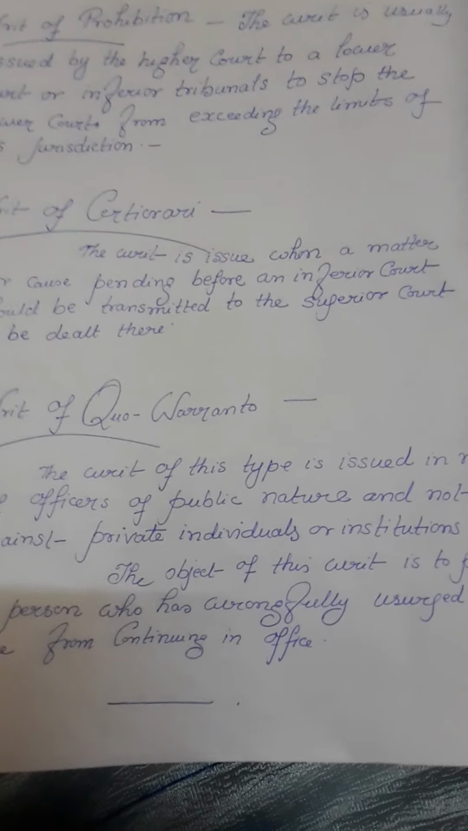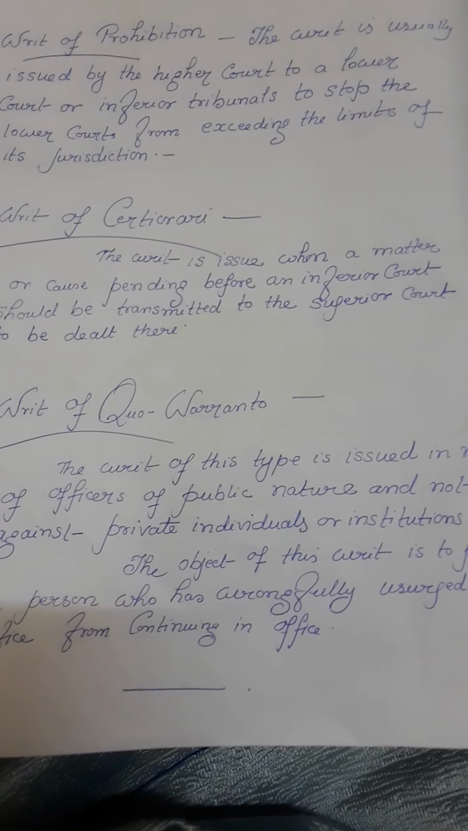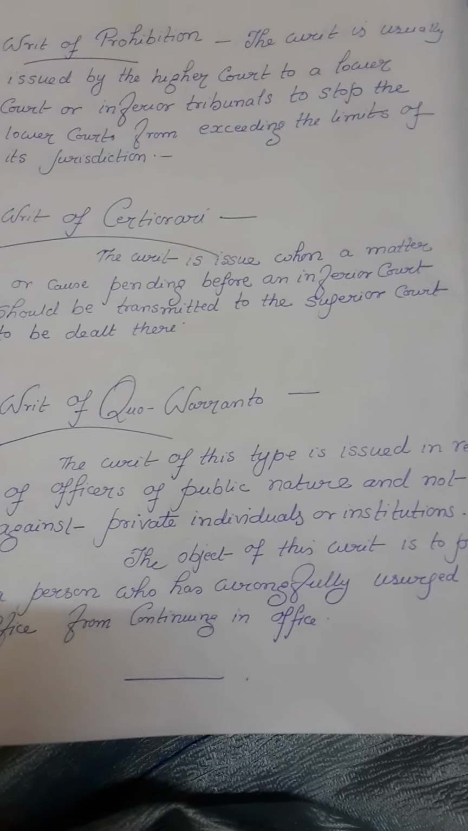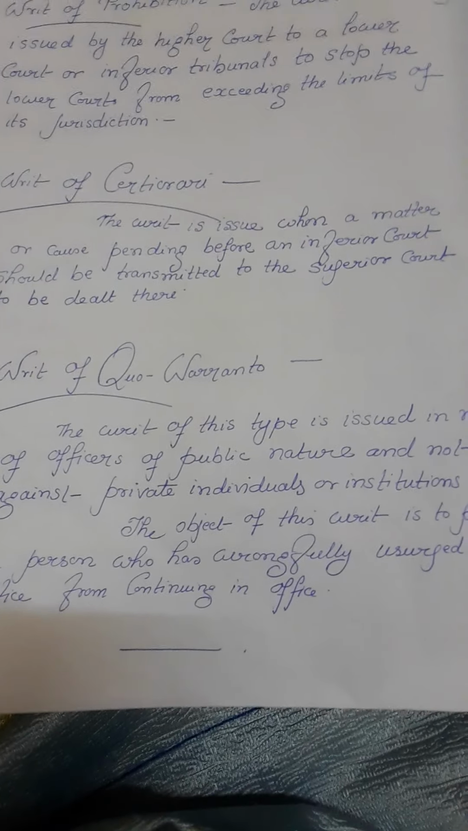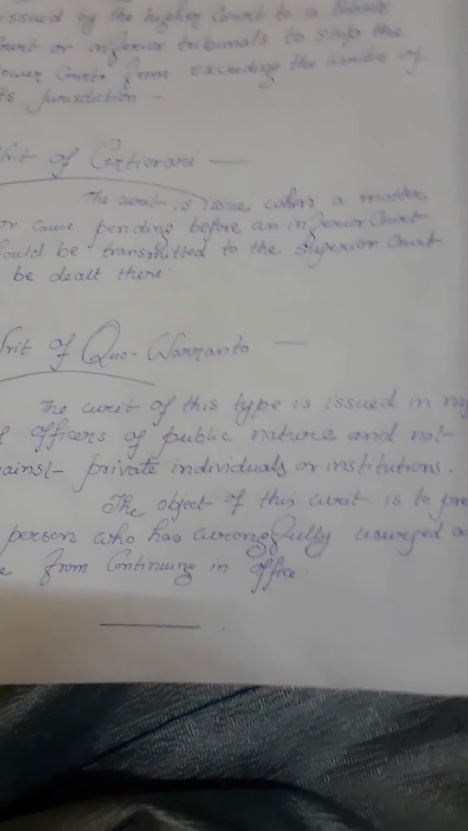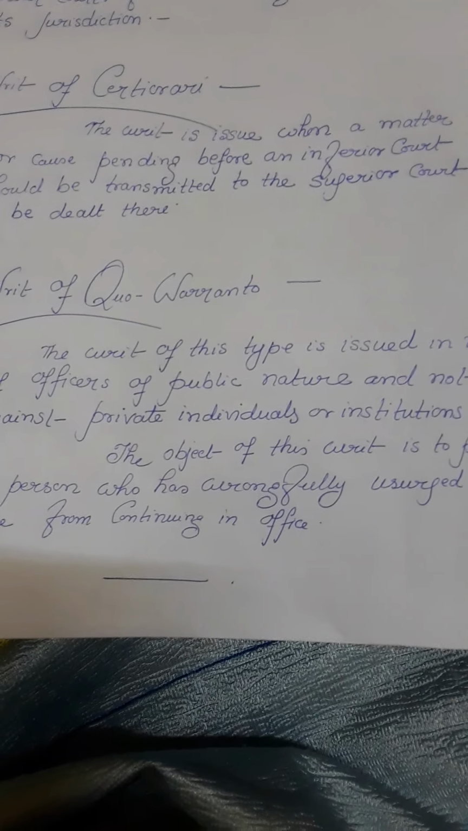Clear? Then writ of certiorari. Now this writ is issued when a matter or case pending before an inferior court should be transmitted to the superior court. Okay, that means if any case is pending in the lower court, now the higher court has the power to take that particular case.